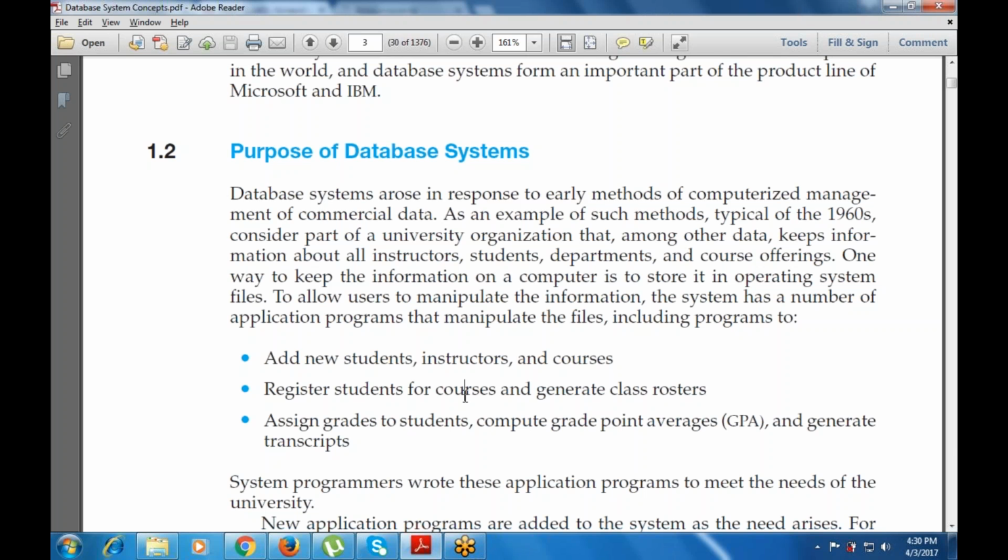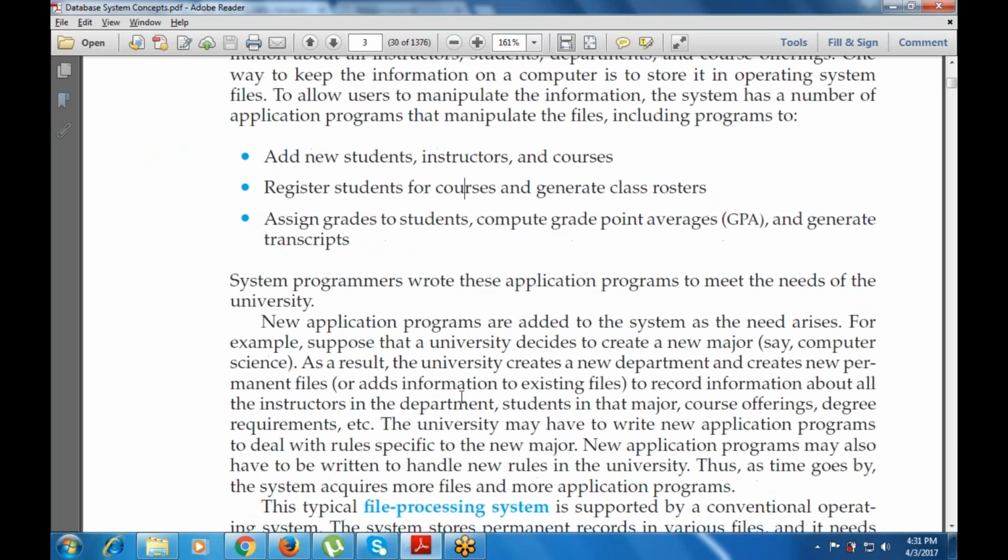This is also done with the help of a database system because everything is available in a centralized location. Then assign grades to students, compute grade point averages, that is the GPA, and generate transcripts. The system programmers wrote these applications as per the requirements to meet the needs of the university, and new application programs are added to the system as the need arises.